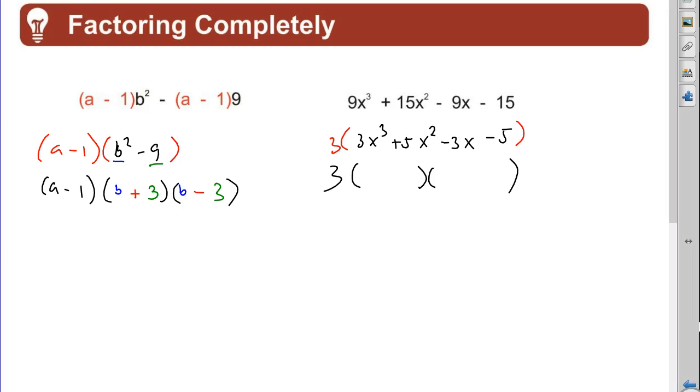So 2 parentheses, the fronts have to multiply to x cubed, so I'm going to do x squared and x. I'm going to try that. And the backs have to multiply to negative 5, and I want a 5x squared and negative 3x. Okay, so I'm already watching. So when I put a 5 here, that's going to give me a 15x squared. And if I put the 1 there, it's going to give me a 3x squared. Neither of those work.